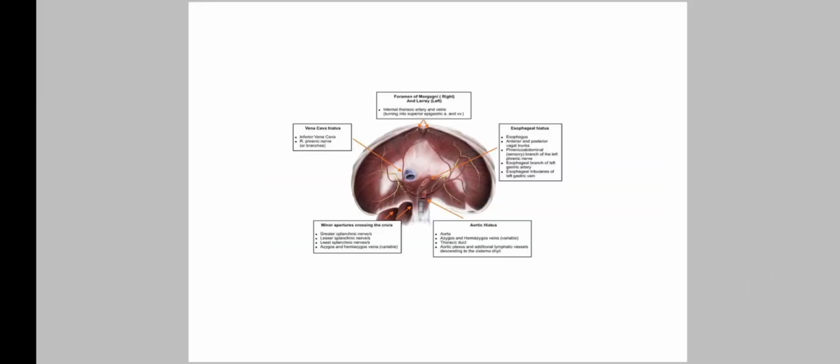So this is it for the diaphragm and its contents. There will be 1 or 2 SEO short questions in the coming MRCS Part A exams.